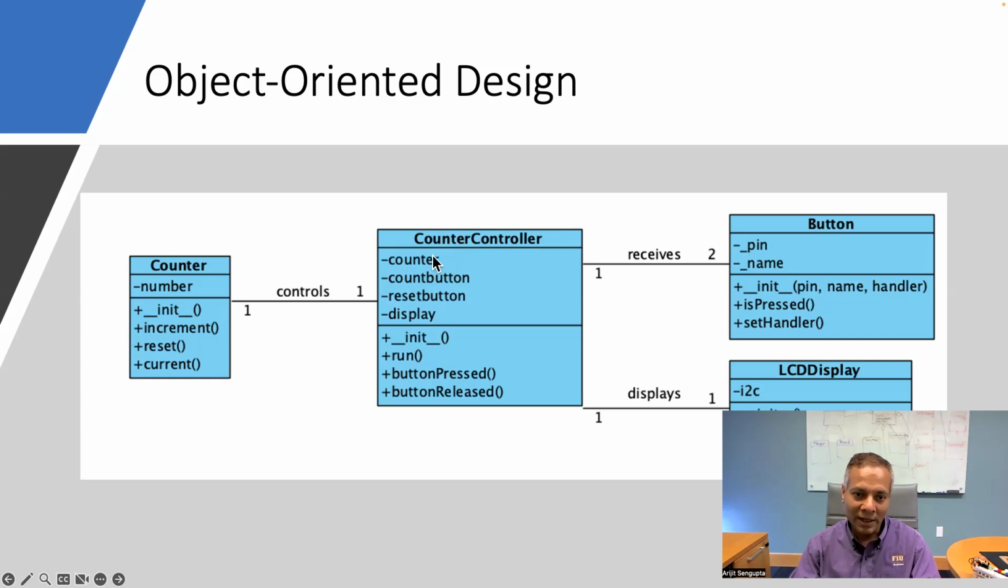So our controller has a counter, it's got a count button and reset button and displays things on a display. It has a run method that makes it do the things that it's doing. It has a button pressed and button release. I think I added one more method, which is not showing, but that's essentially what it is. So now let's see how that would look like in code.